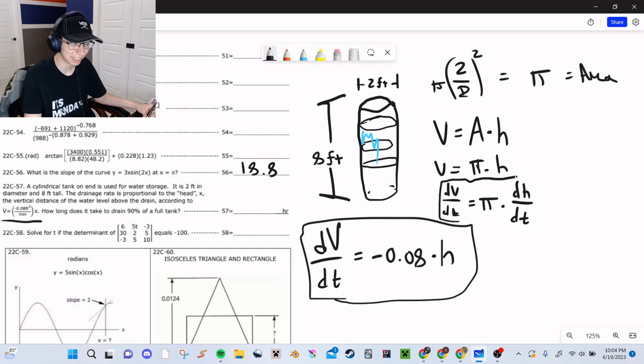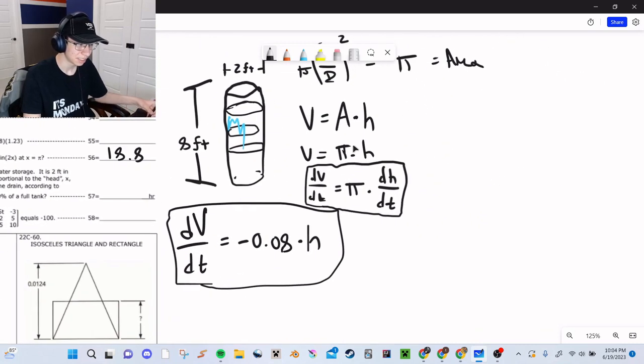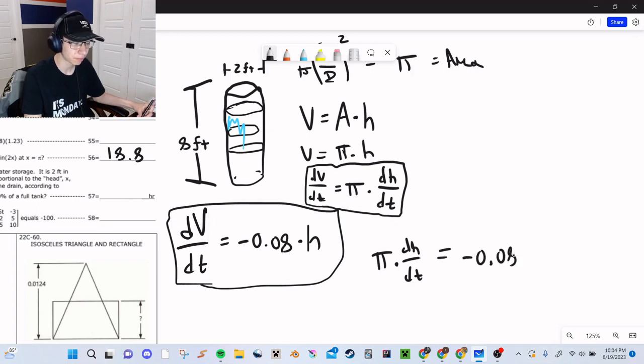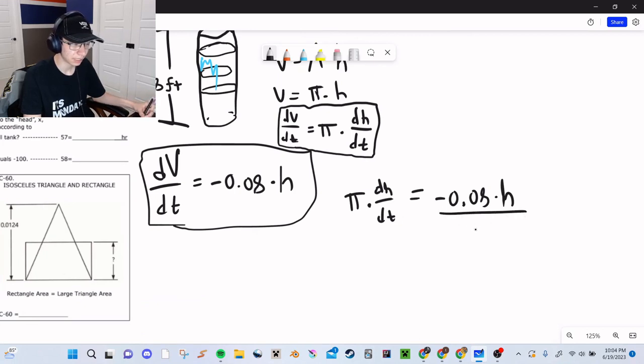Also, I'm hoping you guys have some calculus knowledge here, because this one is not a friendly question for beginners. This kind of concept is related rates. So now I have two expressions for dV/dt. I can set them equal to each other, so pi times dh/dt is equal to negative 0.08 times height. Now I can divide both sides by pi times h, the reason being to get the pi to this side and the h to this side.